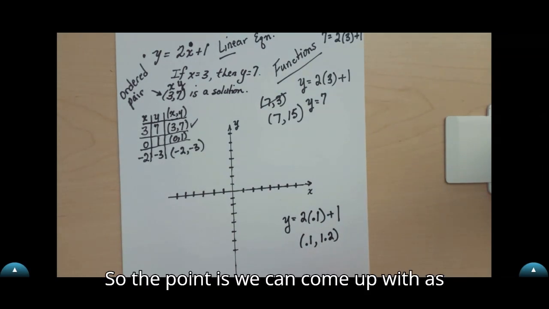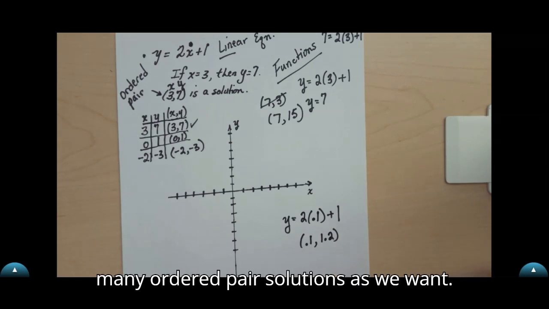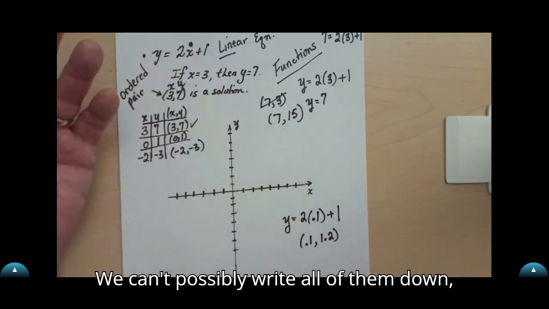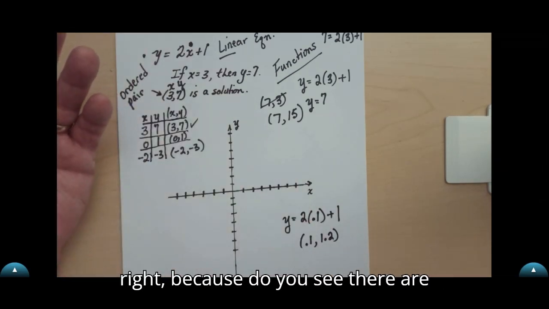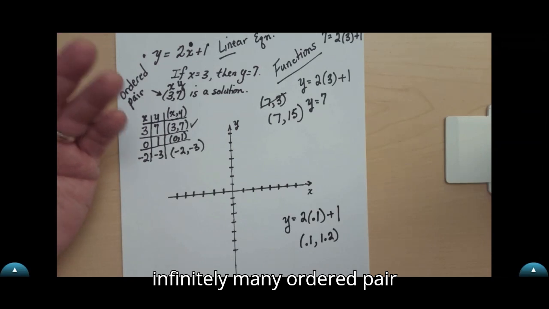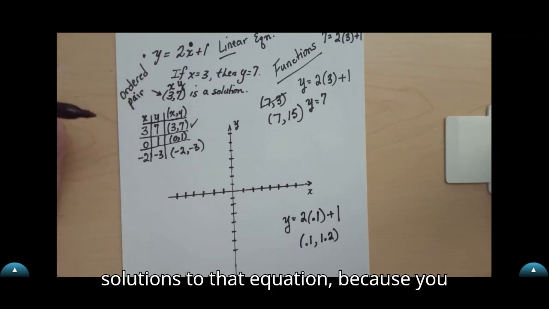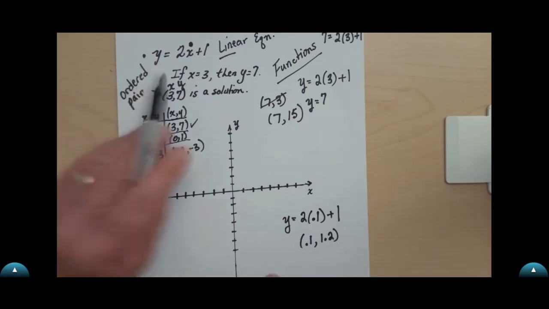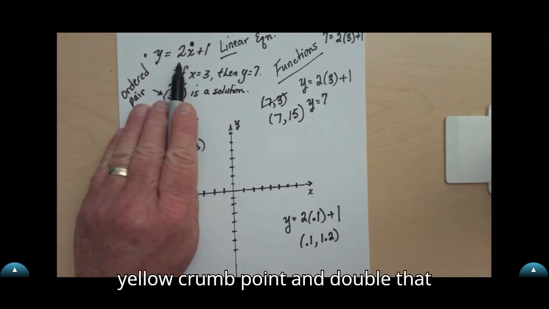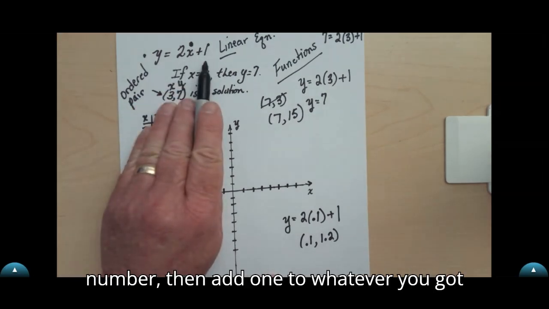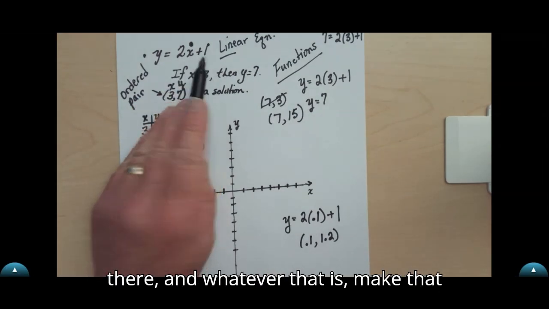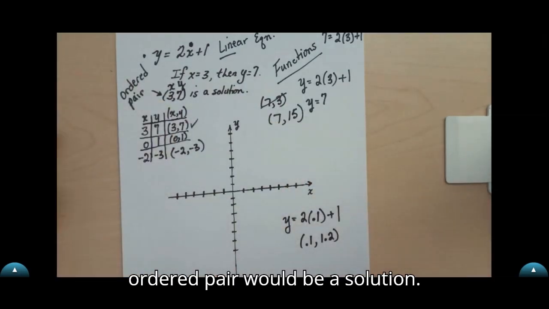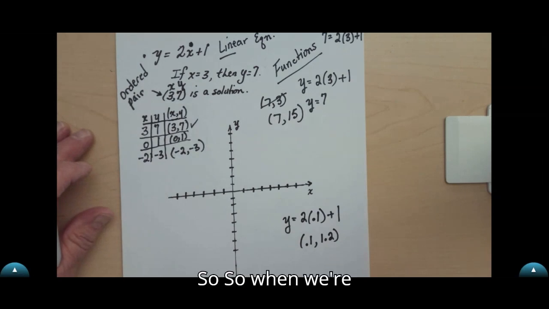So the point is we can come up with as many ordered pair solutions as we want. We can't possibly write all of them down, right? Because do you see there are infinitely many ordered pair solutions to that equation? Because you could pick any number you want for x, double that number, then add 1 to whatever you got there, and whatever that is, make that the y value that goes with it, and that ordered pair would be a solution.